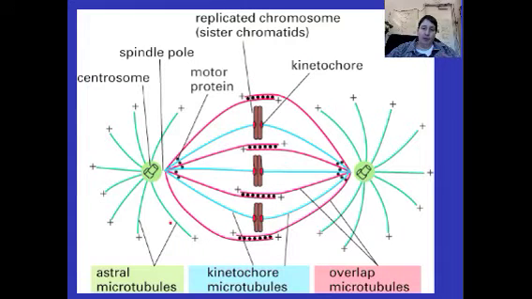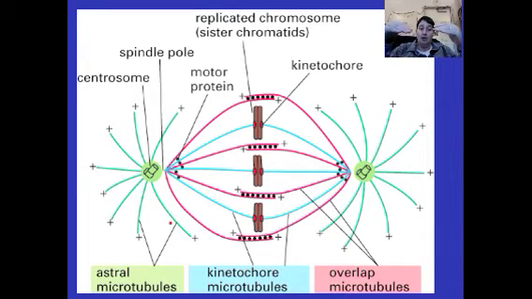I just blew this up for you so that you could see it better. The first one on the left are called astral microtubules. Those astral microtubules emanate basically from the centrosome towards the periphery of the cell. And we're going to talk about them in just a minute. They actually attach to the cell membrane with a motor protein. Now there's 2 sets of microtubules that emanate towards the center of the metaphase plate.